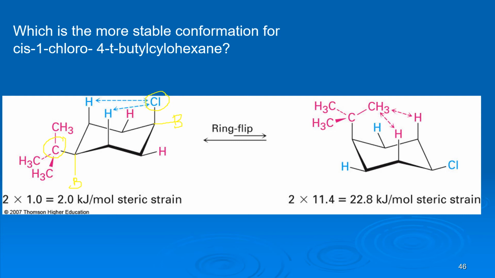So what kind of interactions do you have here? We have Cl-H, Cl-H. Well, Cl is 1 and there's 2 of them.